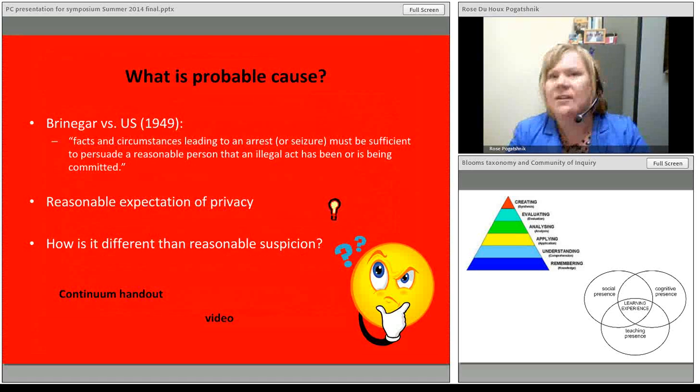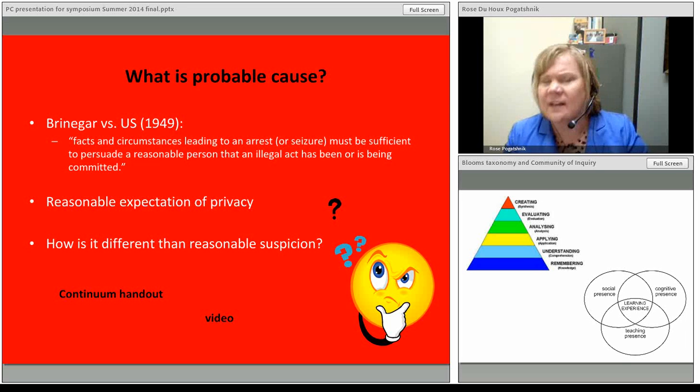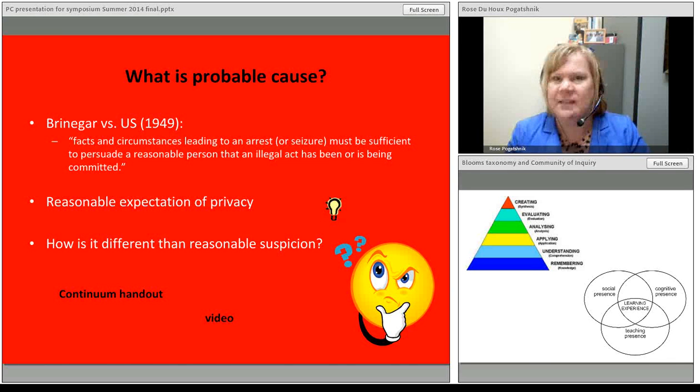In my recorded lecture, I'm going to walk them through a little bit of historical context of probable cause, through what the Supreme Court says, how we've identified this reasonable expectation of privacy and what that means. Then, to really help them with that knowledge level of Bloom's taxonomy, as well as understanding or comprehension, we're going to compare that to another standard of proof known as reasonable suspicion.